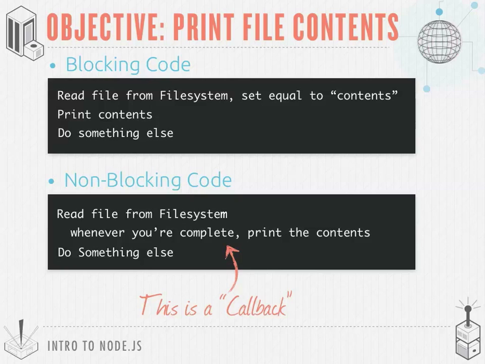Executing the pseudocode might go like this, where we read the file from the file system. We might do something else, so it's simply going to continue on, and then at any point in time in the future, when it's done reading the file, it's going to print the contents.